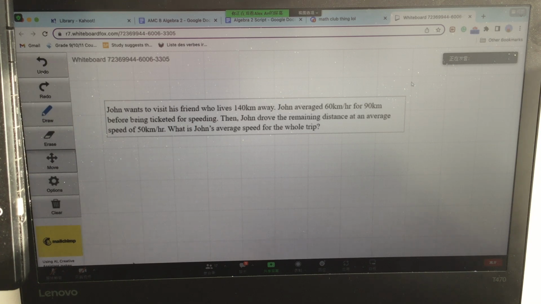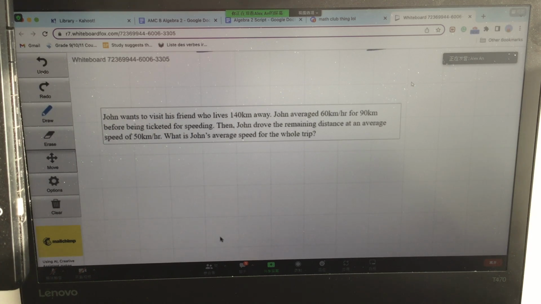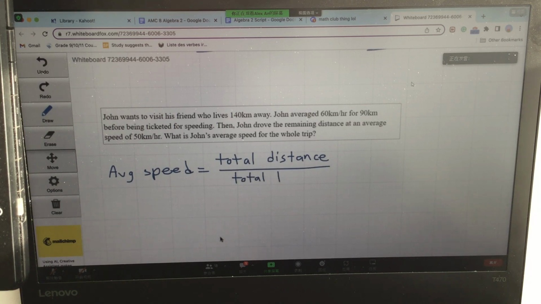Okay, so I'm just going to start explaining this question right now. Average speed is total distance over total time. So average speed equals total distance over total time. And here we know the distance is just 140 because it's given in the question. Now all we have to do is find the total time.